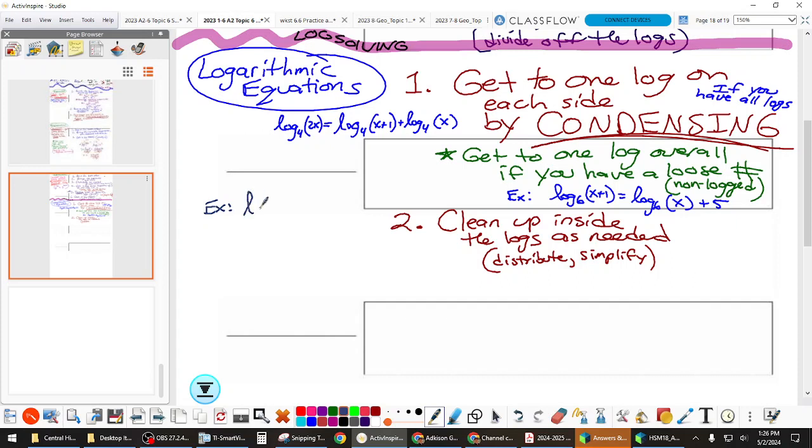If we're working on one of these, so log base 4 of x plus 1 times x, then you would have to distribute. Or what if you ended up using the quotient rule instead, quotient property? So that's simplify. I'm just giving you ideas of what you might have to simplify. So clean up, simplify that stuff.